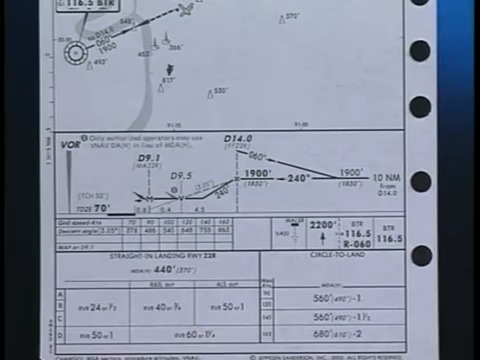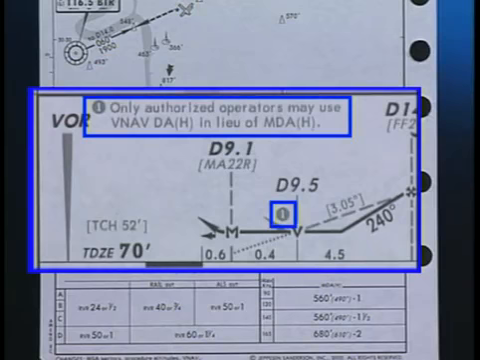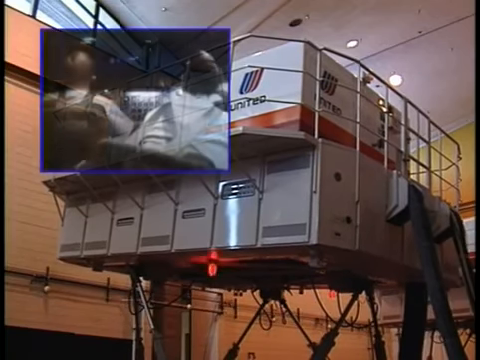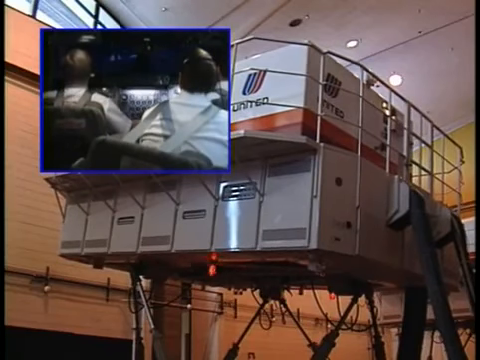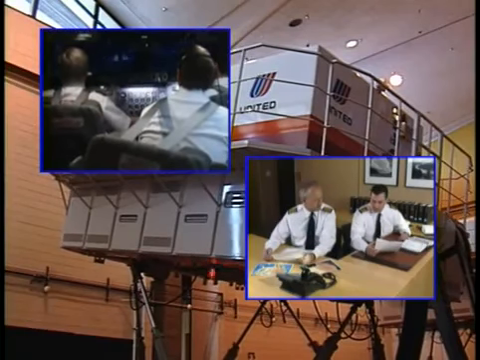One very important change to the profile view is the appearance of notes on some non-precision approaches. In the profile view of this VOR/DME approach, you see a ball flag and a note stating, "Only authorized operators may use VNAV DA(H) in lieu of MDA(H)." This tells you that the DA(H) operational techniques apply to operators who have obtained permission from their controlling authority. Use of the DA(H) operational technique is subject to appropriate flight crew training, proper equipment, and operator approval. Contact your local FSDO for more information regarding the authorized use of VNAV decision altitudes.